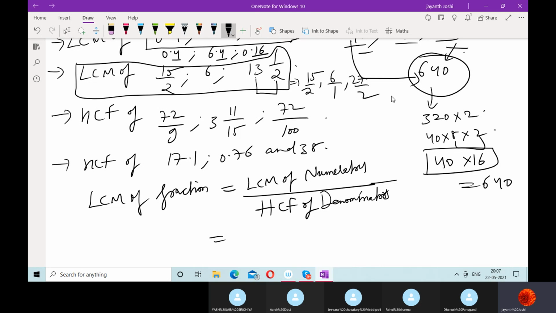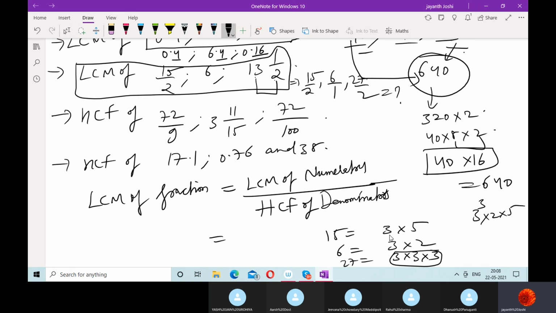What's the answer? 15, 6, 20, 27. So the highest factor is what? 3 cube, correct? Highest power, into 2 into 5.